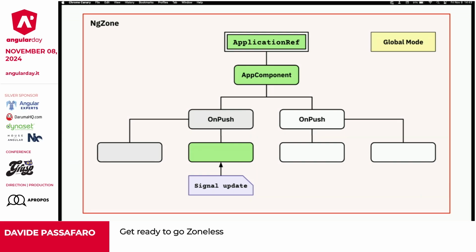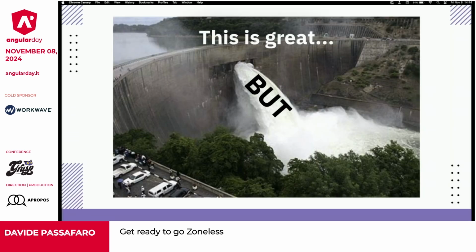Then it will go back to the global mode, and it will continue with the other part of the tree. And in this case, it will skip it. So this is a huge improvement. We started with everything green, then we improved something, and now we are getting really close to updating just the single component. So this is great, but we are still relying on Zone.js.